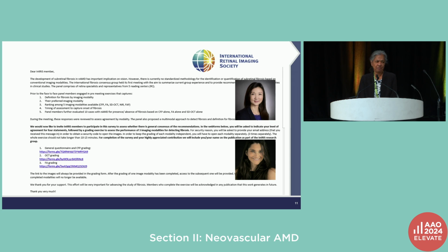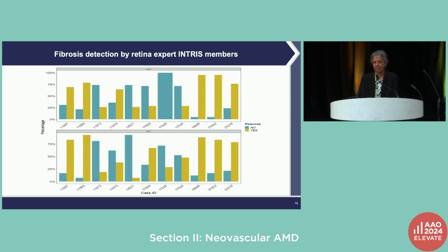I'm just going to show you a very preliminary result. We obviously have plans to expand this further. So this shows the fibrosis detection by retina experts from the Interest Society, and you can see 10 cases have been looked at. This is the line giving us the proportions of times when there was greater than 75% agreement in a case, the turquoise bars representing the nos, and the gold bars representing yes. And as you can see here, 5 times out of the 10 cases, agreement was just over 75%.